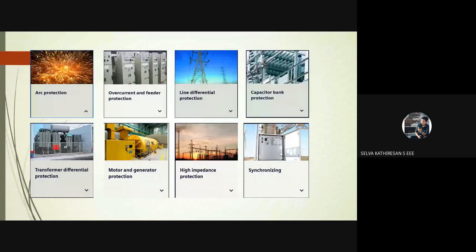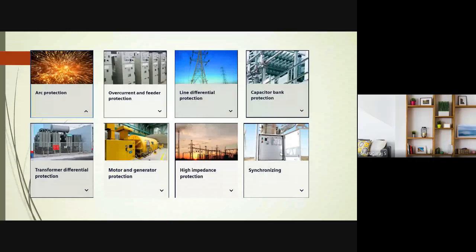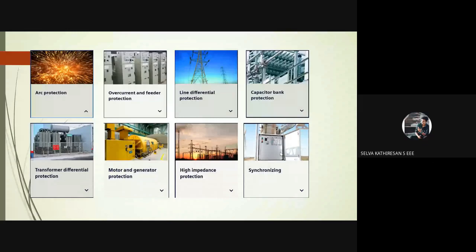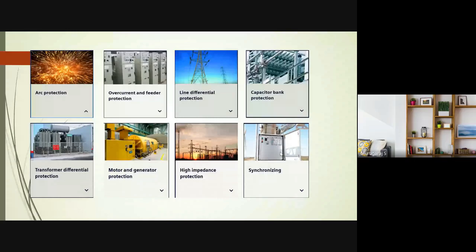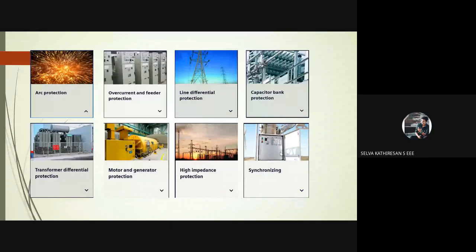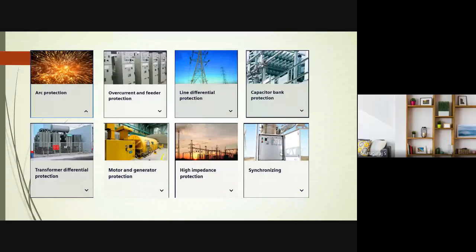Sir, to maintain the power factor. Power factor? To improve the power factor? Can I take it as to improve the power factor? Yes, sir. Okay. Why do we have to improve the power factor? What is the need to improve the power factor?